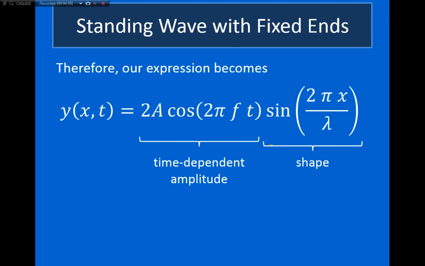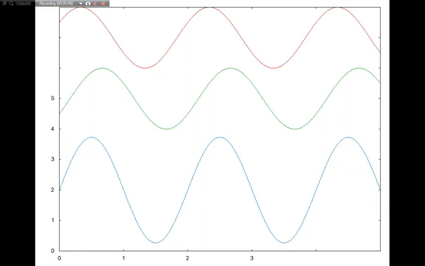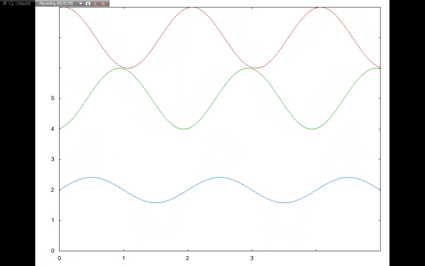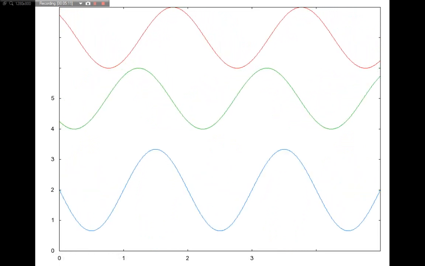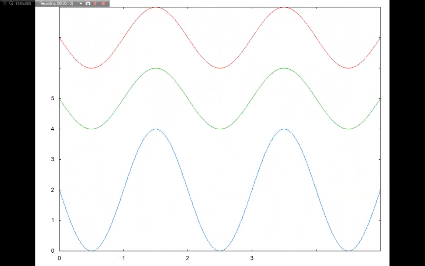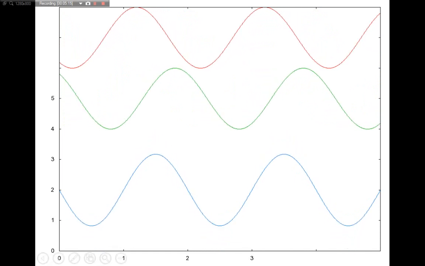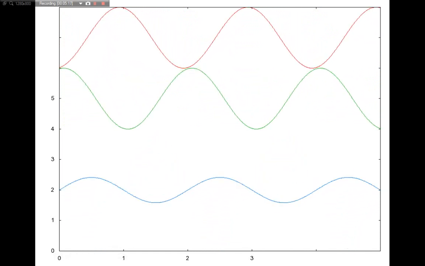So the shape of the wave, how it depends on space, isn't going to change with time. The shape's always going to be the same. It's just the amplitude that's going to change with time. To illustrate this, I have a little bit of an animated GIF again. On the top we can see there's this red wave that's moving to the left, and below that I have a green wave that's moving towards the right. And then at the very bottom I have the sum of these two waves.